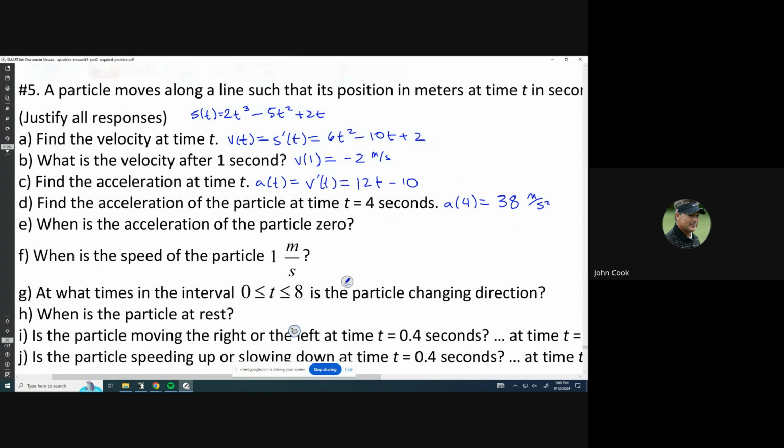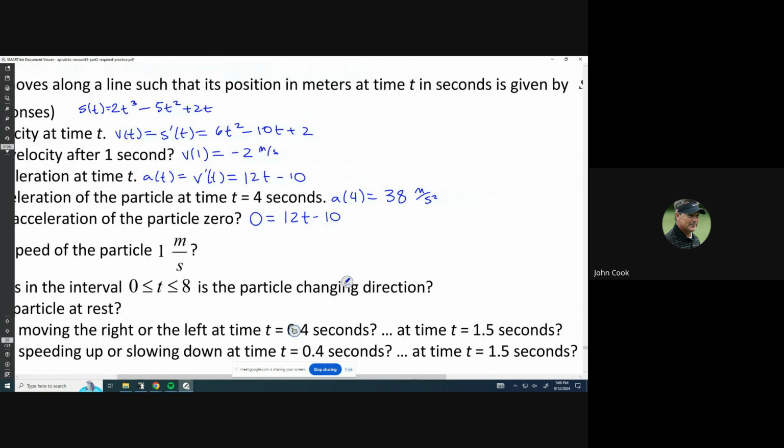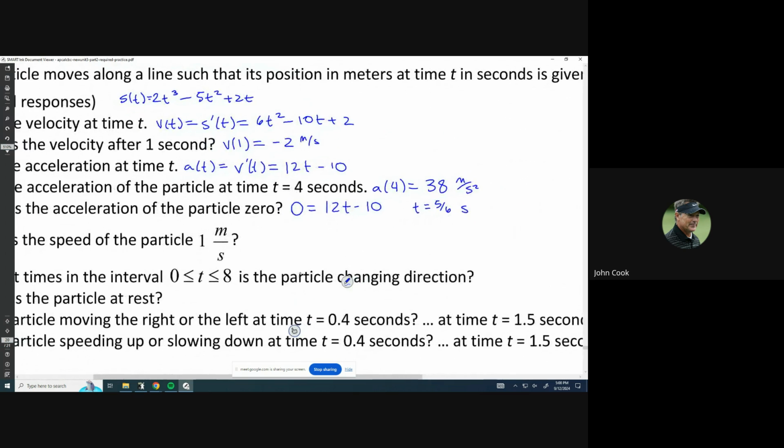When is the acceleration of the particle 0? This is pretty easy too. We just set 0 equal to the acceleration function, which is 12t minus 10, and solve for t. Adding 10 to both sides and then dividing by 12, we get t is equal to 5 over 6. The units for that are seconds, because it's an amount of time that we're solving for.